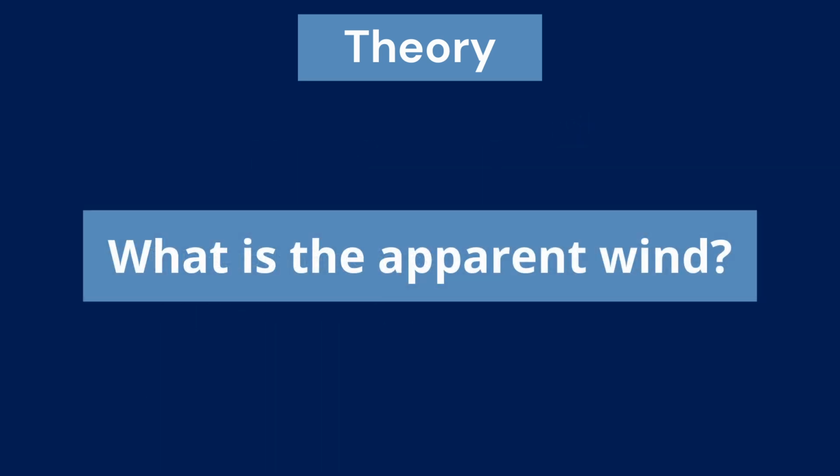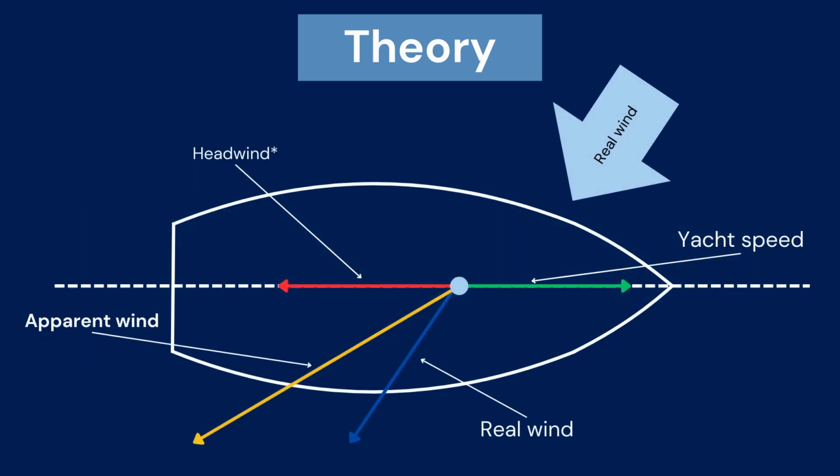But what is the apparent wind? Let's imagine that we are sailing across a lake and there is no wind at the moment. When we increase the speed, we will feel the wind. The velocity of the apparent wind is the vector sum of the true wind plus the velocity of the headwind, which is the velocity a moving object would experience in still air.